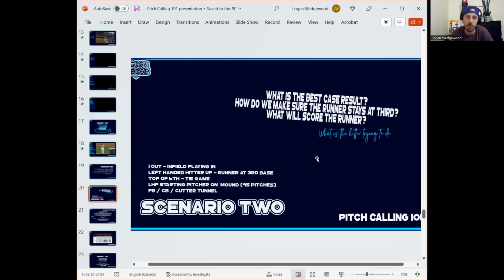So we have that lefty-lefty matchup working for us here. Let's remember again, what is the best case result? How will we make sure that the runner stays at third, and what will score the runner, right? What is the hitter trying to do in this situation? All right, so we're going to scenario 2. How will you stop the run from scoring?